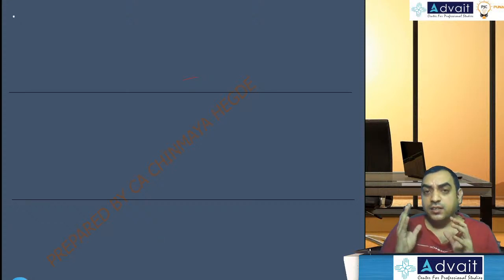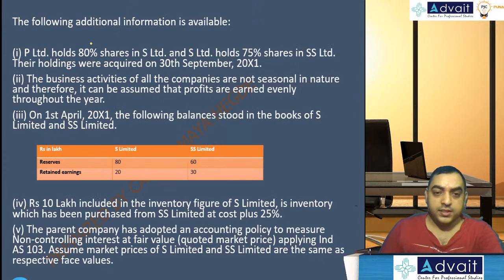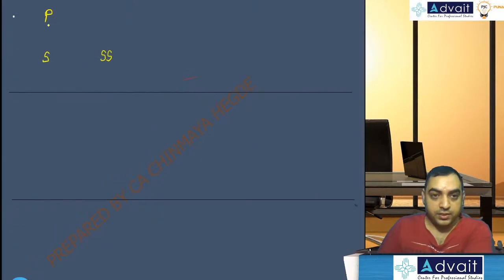First, let us analyze the structure. We have P Limited having some shares in S Limited, and S Limited having some shares in SS Limited. What is the percentage? P Limited holds 80%. Then S Limited is having 75%. So how do you calculate the percentage?